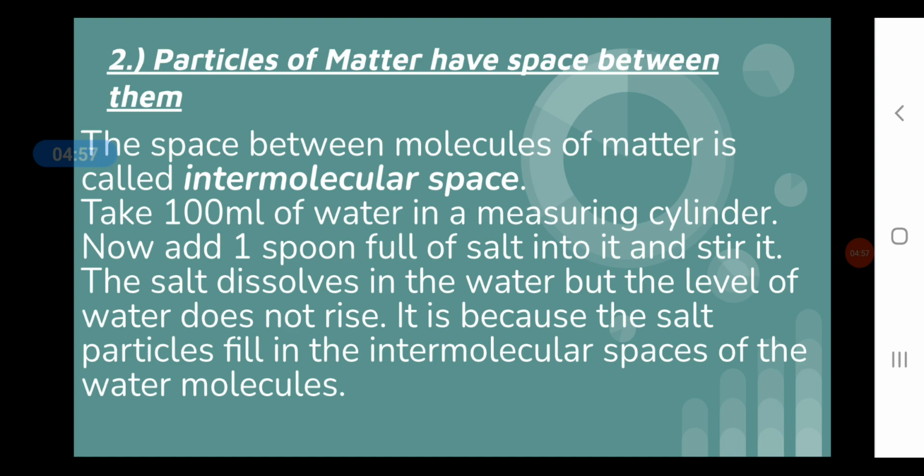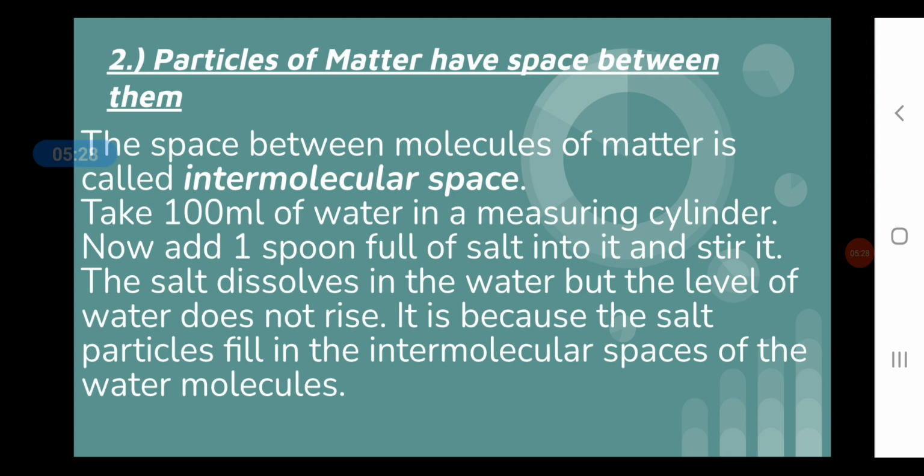For example, if you take 100 ml of water in a measuring cylinder, you can measure whatever amount of water you are taking. So if you take 100 ml, you can see the edge of the water on the 100 ml mark. Now you put 1 spoonful of salt into it and stir it. Do you think that the level of water will rise over here? No, the level of water will not rise. There is a reason for this.